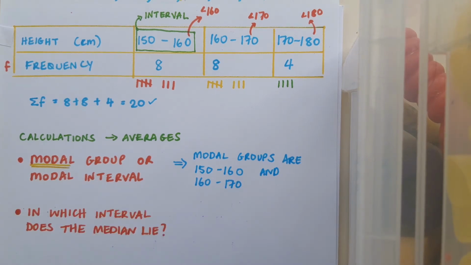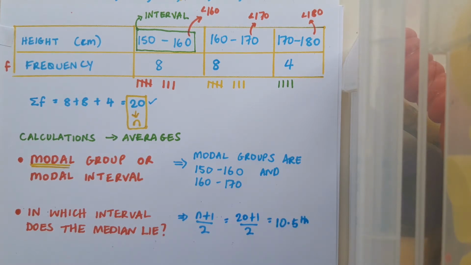When it comes to the median, I'm generally going to be asked in which interval does the median lie. Well, we know when it comes to median that we need to figure out where the middle piece of data is located first of all. That's our n plus 1 over 2 formula. Don't forget, summation f is the same thing as n. So I know that n is 20 in this case. So when I use this formula, I get 20 plus 1 over 2, which is the 10.5th piece of data.